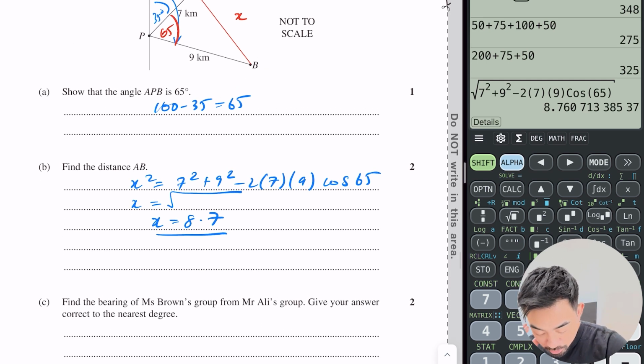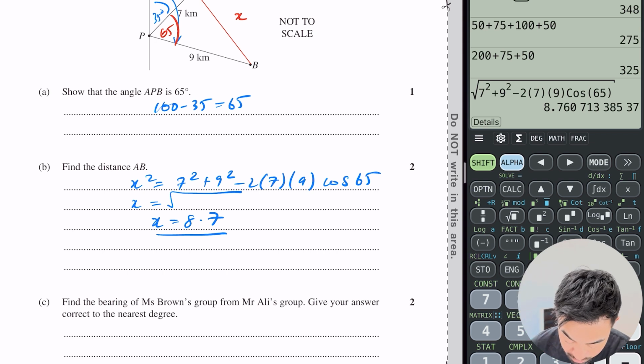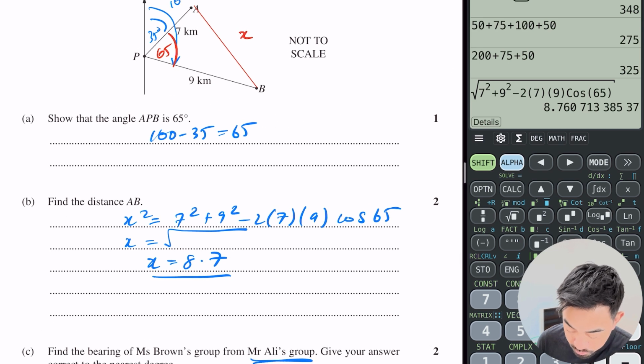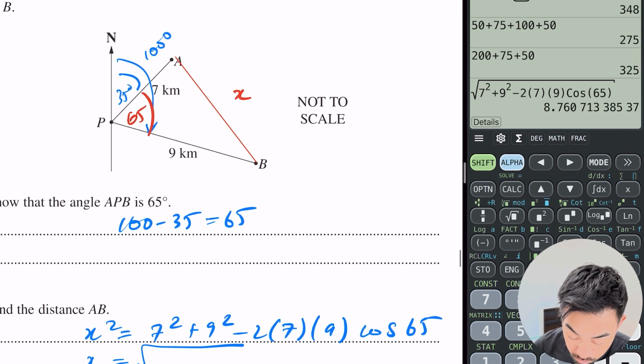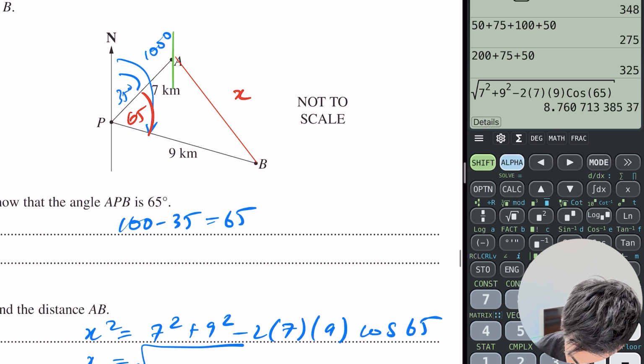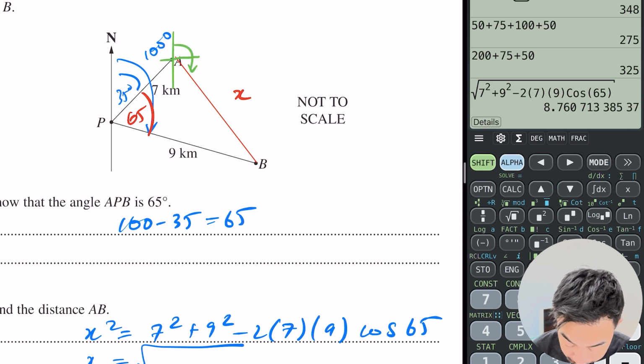Question C, find the bearing of Miss Brown's group from Mr. Ali's group. Give your answer correct to the nearest degree. So find the bearing of Miss Brown's group from Mr. Ali's group. The place after the word "from" is where you got to start. In other words, we need to start here and work out the bearing there.